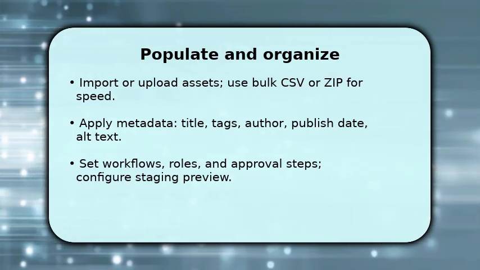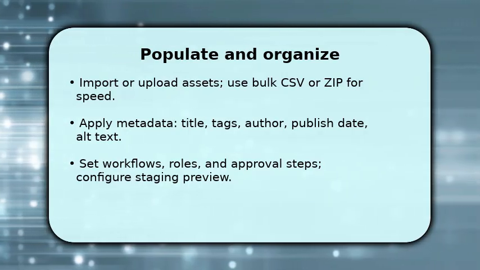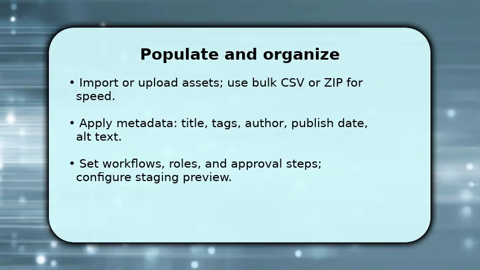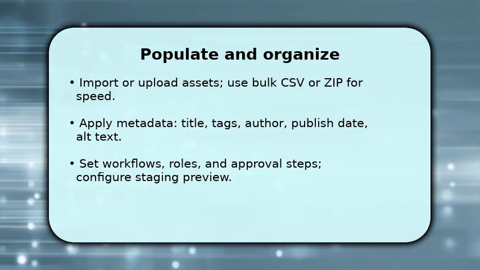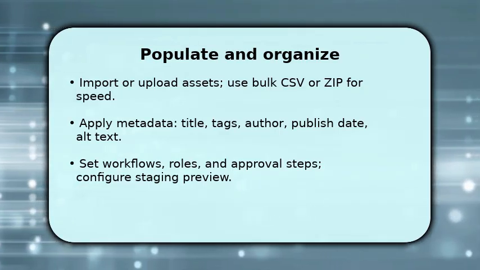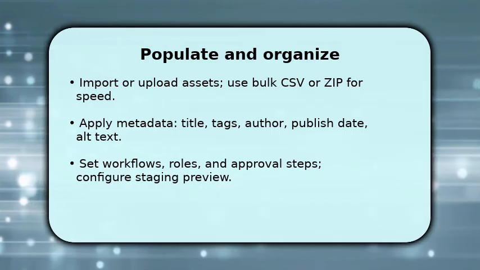You can import with a CSV or bulk ZIP to save time, then apply metadata like title, tags, author, publish date, and alt text to make items discoverable. Once items exist, set workflows and assign roles so reviews run predictably. Staging previews help catch layout problems. If dependencies exist, link related assets.